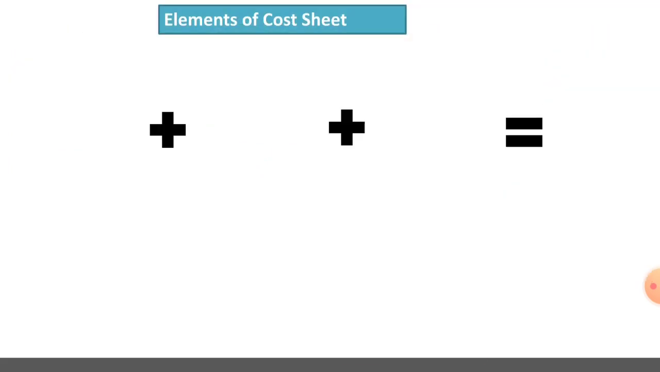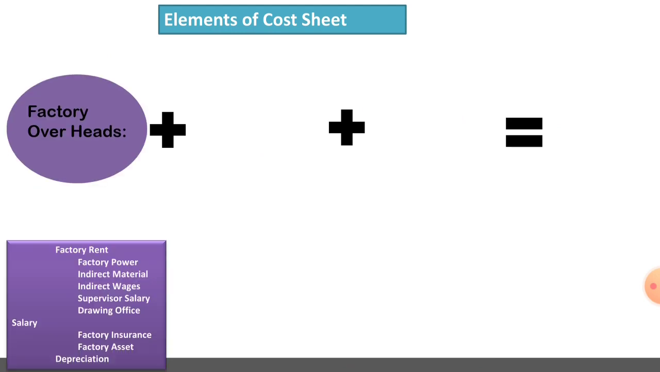Now, moving forward, once you calculate the prime cost, then you have to add factory overheads into the prime cost. Factory overheads are the indirect expenses, because here the word overhead has been used. Whenever the word overhead is used, please keep in mind all the indirect material, labor and expenses will be considered.